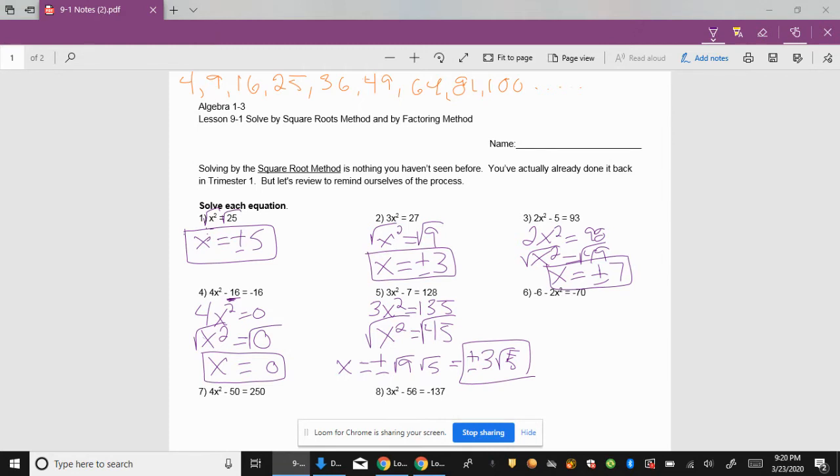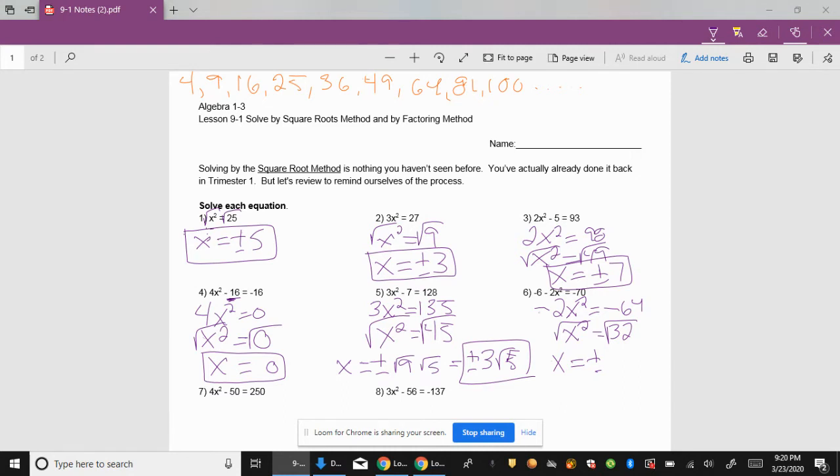So let's do one more real similar to that, and that's number 6. So for number 6, we need to add 6 to both sides. So negative 2x squared equals negative 64. Divide both sides by negative 2. Now I turn to positive 32. Square root. And again, 32 is not a perfect square. So I look at my list at the top of the screen and I say, well, what perfect square goes into 32 evenly?